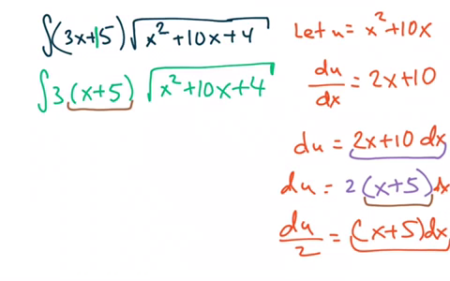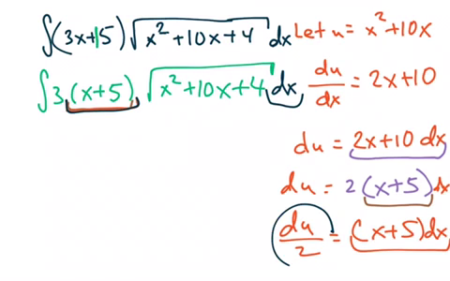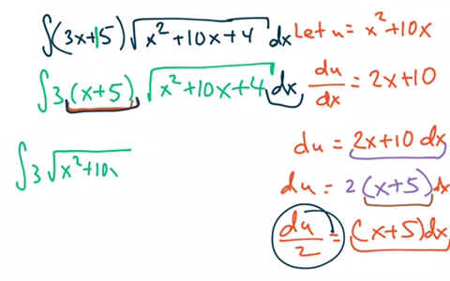And because x plus 5 dx is this portion here, this problem, I really didn't write this right. This is a dx on the back, and a dx here. I can put this and this together, and that'll be du over 2. So let me rewrite this. So we have the integration of 3 times the square root of x squared plus 10x plus 4 times x plus 5 dx.